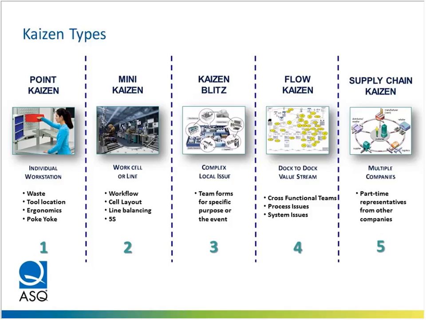Another Kaizen that is more and more popular these days, particularly in the service industry, are flow Kaizen. This is when you're looking at the value stream. This typically requires you to have a cross-functional team because it goes across departments. You're looking at system issues and process issues. And finally, the most complicated type of Kaizen is the supply chain Kaizen. The supply chain Kaizens typically involve customers or suppliers and often happens across several companies or several plants.